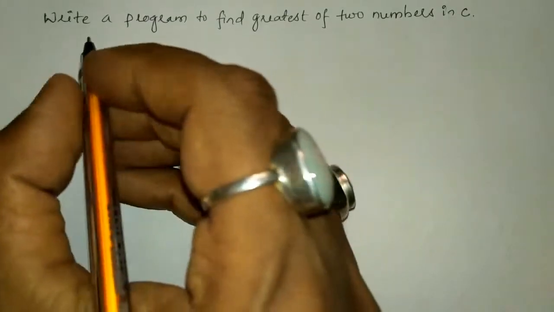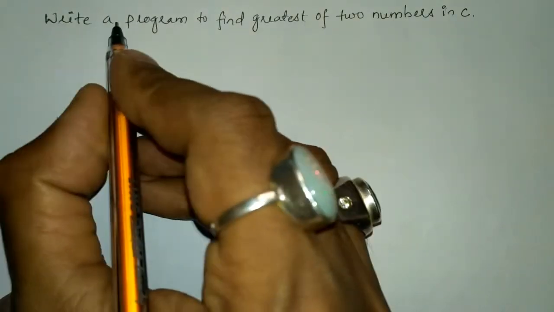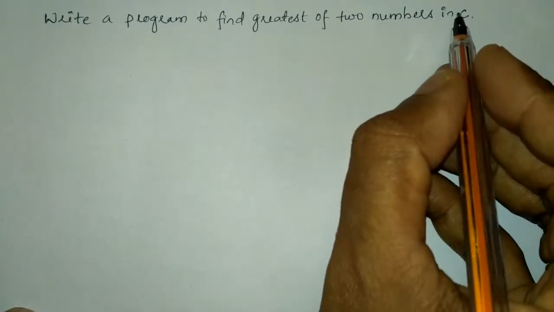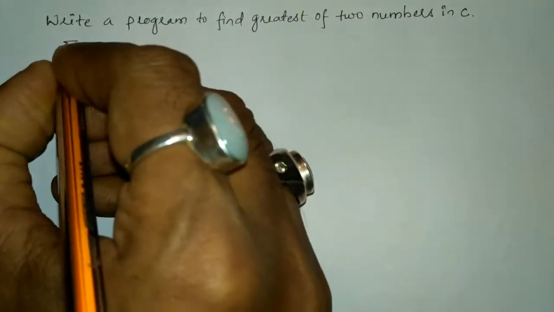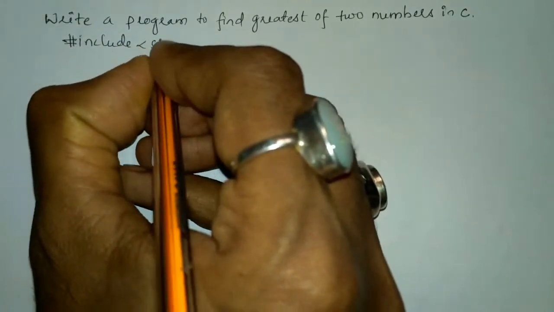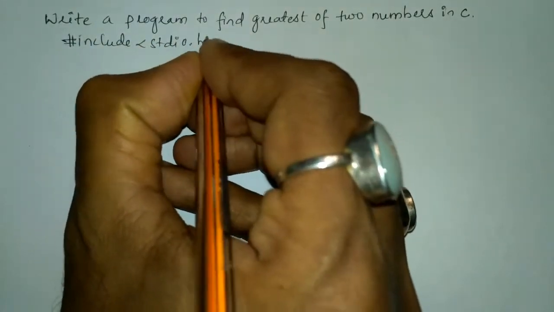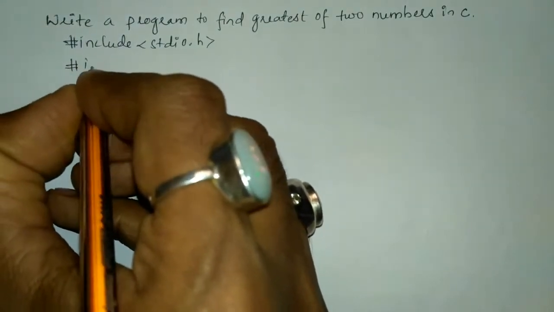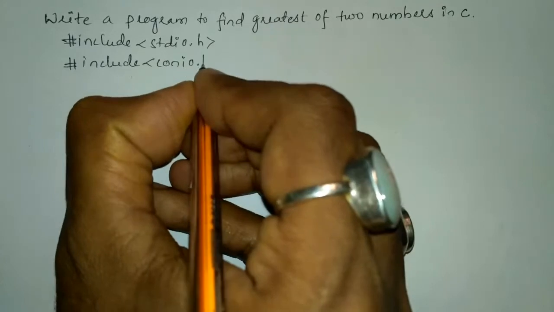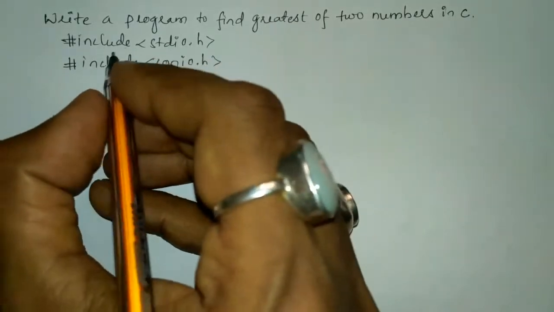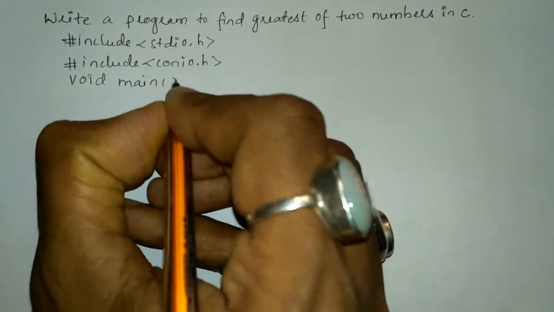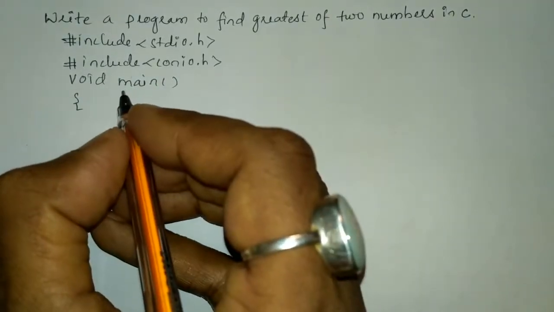My name is Hanmant Ladwa, and in this video we are going to write a program to find greatest of two numbers in C. Now let us write the preprocessor directives: #include <stdio.h> and #include <conio.h>, and now we are going to write void main function, curly open brace.